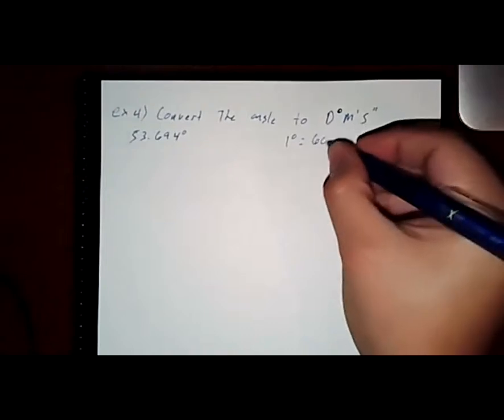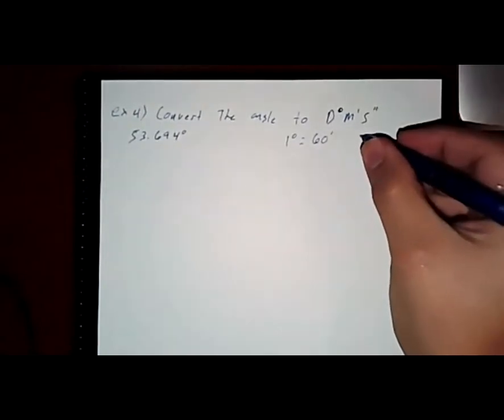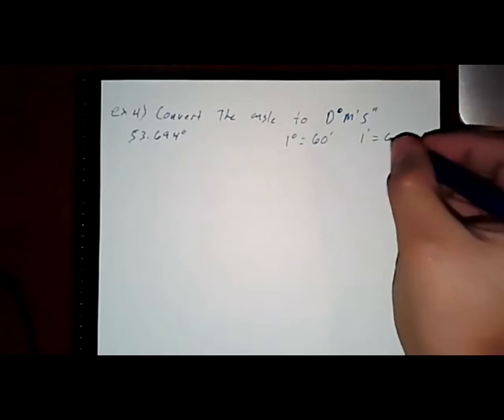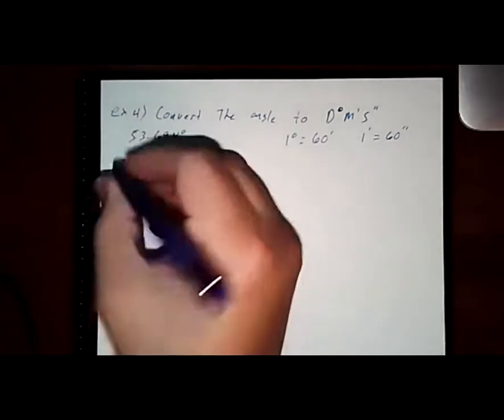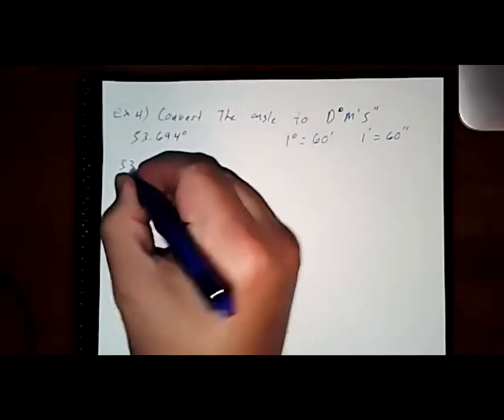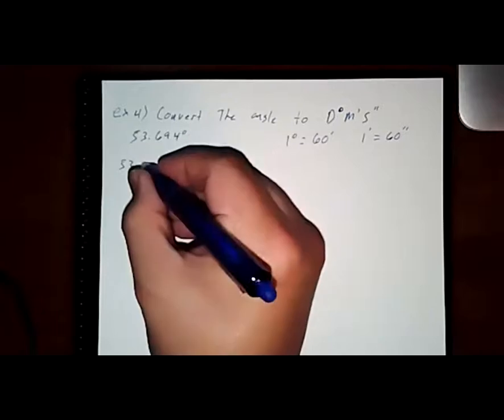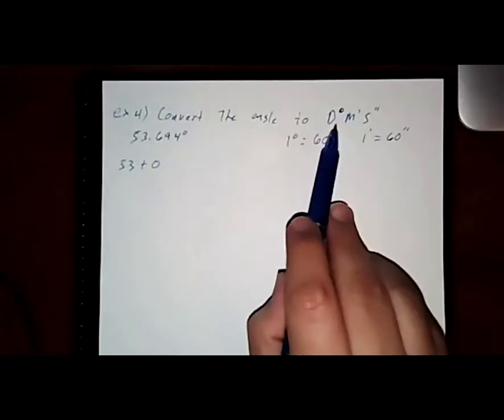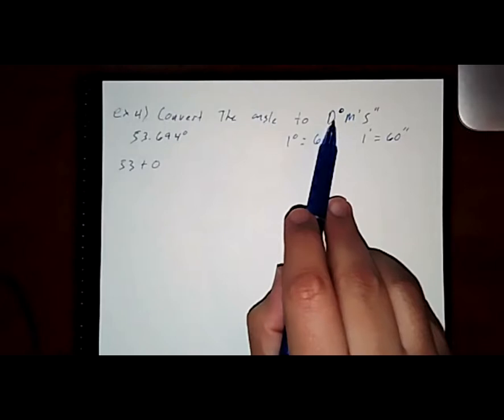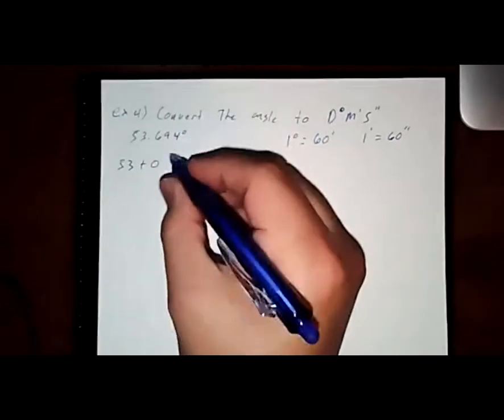I'm going to make a note here. 1 degree is 60 minutes, and 1 minute is 60 seconds. So this is what you're going to do. You're going to cut off the decimal part and work on that separately. We don't have to worry about the 53 because it's already in degrees. That's the D part. So we'll work on this one.